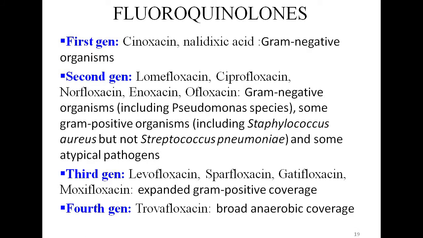So the fluoroquinolones are classified into first, second, third and fourth generation based on their spectrum of activity. First generation, gram-negative organisms. Second generation, gram-negative organisms including pseudomonas and few gram-positive organisms. Ciprofloxacin is a frequently asked 5-mark question. Third generation fluoroquinolones like levofloxacin, gatifloxacin have activity against gram-negative organisms with expanded gram-positive coverage. Fourth generation fluoroquinolones have broad anaerobic coverage.